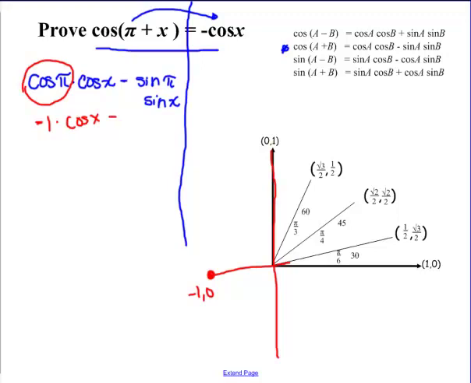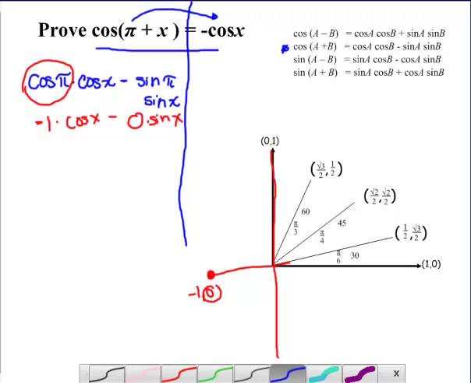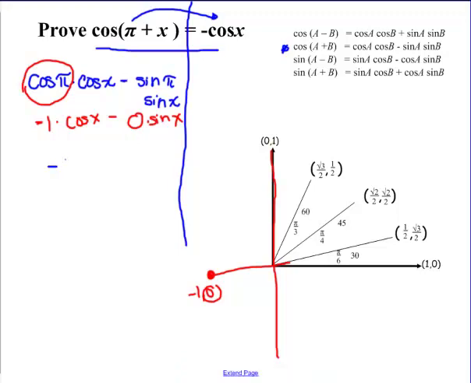What's the sine of 180? The sine of 180 is 0. You see what happens? -1 times cosine is negative cosine x, and 0 times anything cancels out. So I proved.